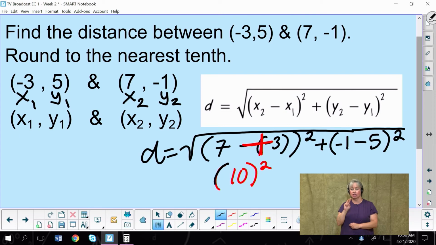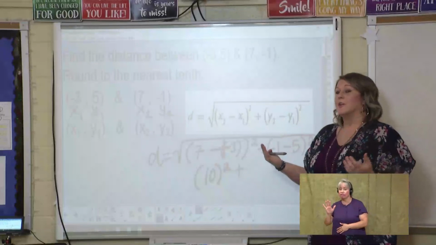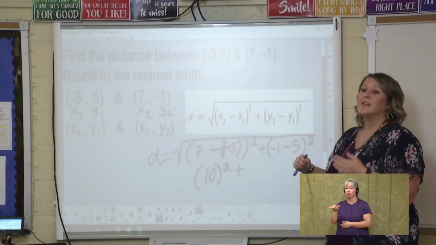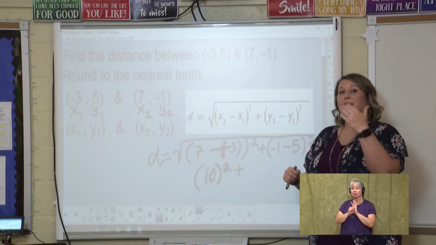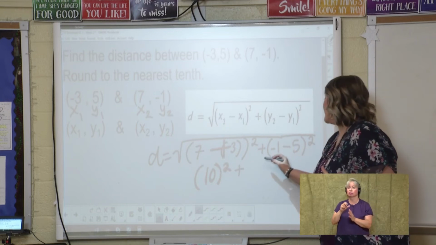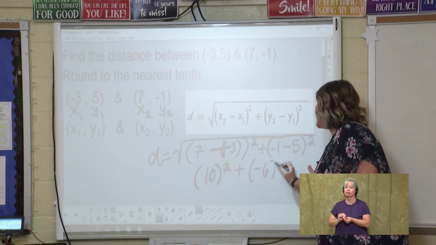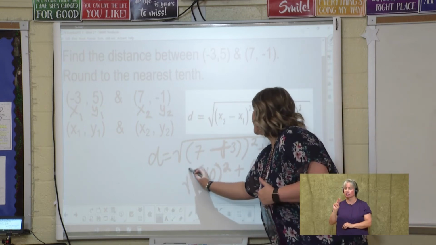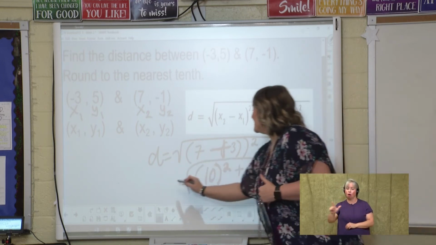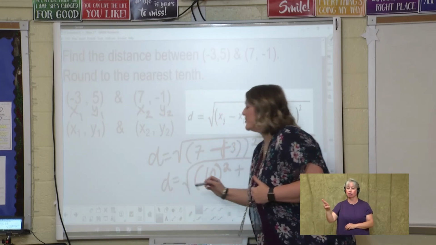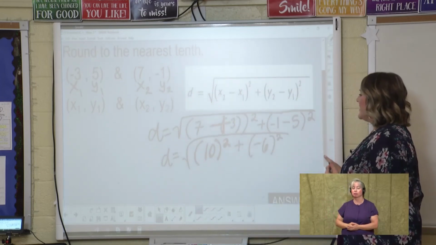Let me go back to black, just so you guys can see that. Plus, negative 1 minus 5. Negative 1 minus 5, those are like signs. So now we have negative 1, take away 5. We need to add them. Same sign, add and keep, which would be negative 6 here. All still under the radical. Radical, square root, those are the same. Okay? So here we go.